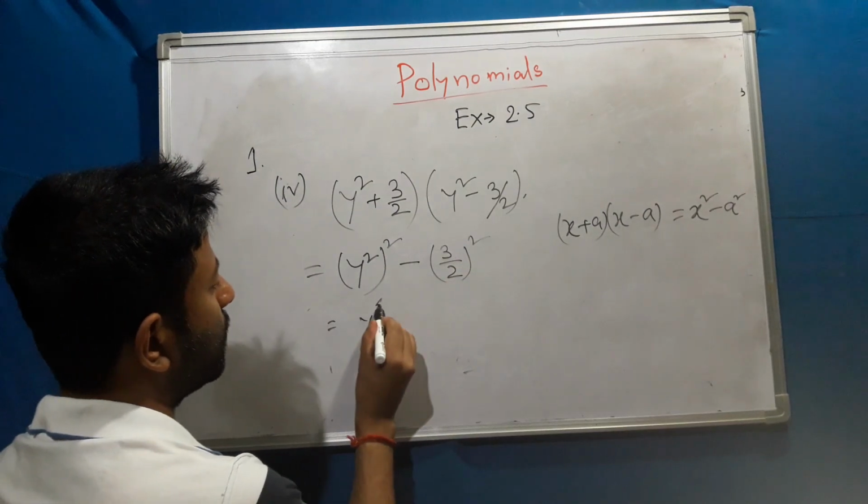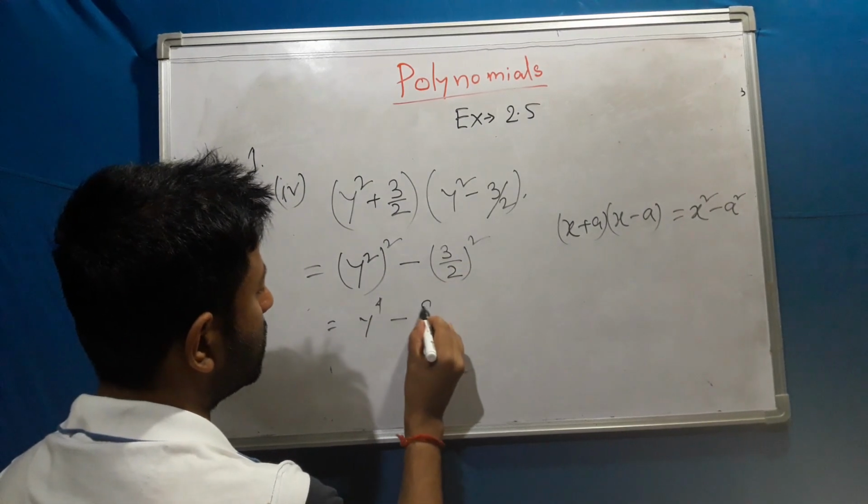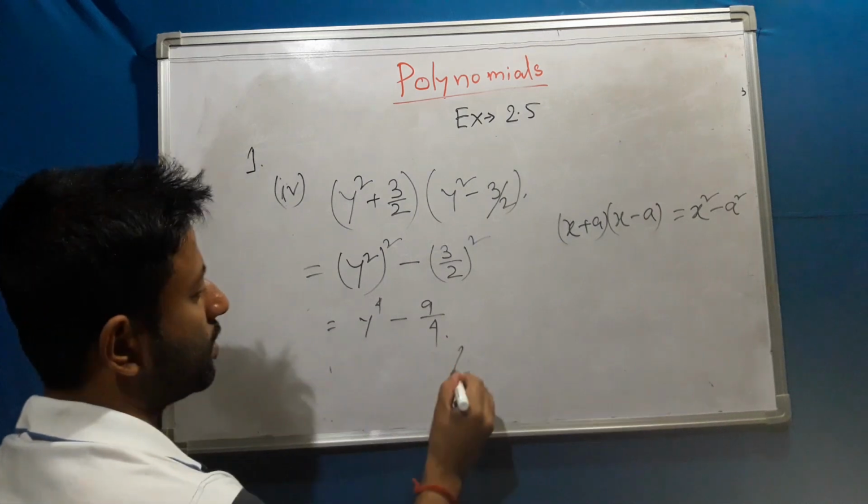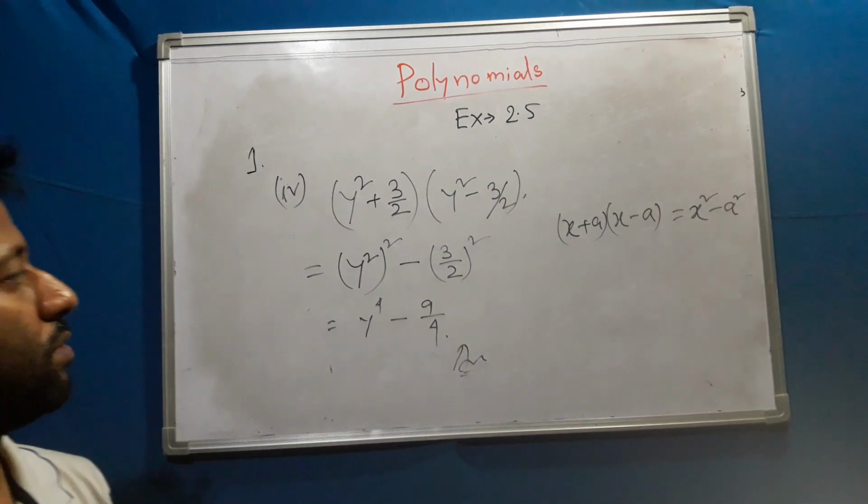So this comes y to the power of 4 minus 3 is 9 by 4. Okay, this is the answer. So in this way I can do other problems also.